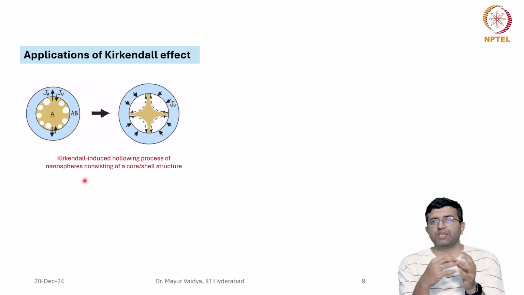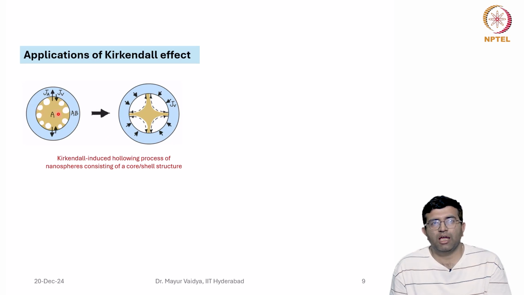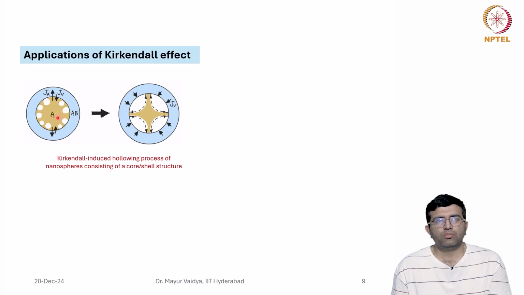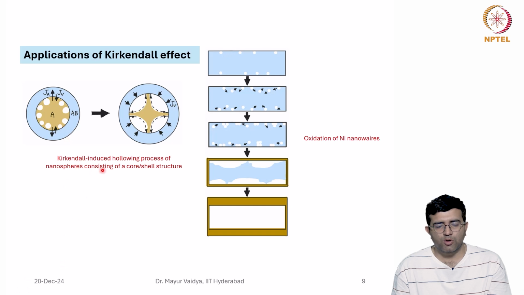But people have also utilized this to make something called core shell structures. You see here between A and AB, if you allow the interdiffusion to happen, there will be Kirkendall voids generated at the interface, and this eventually will coalesce, and you will see that a nanosphere consisting of a core shell structure is formed. Here the surface diffusion happens slowly, and these voids come together, and you have a structure something like this.